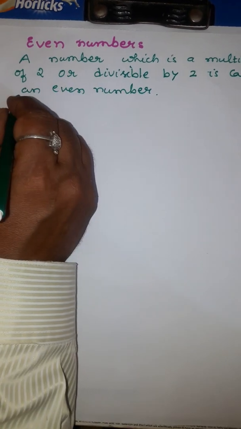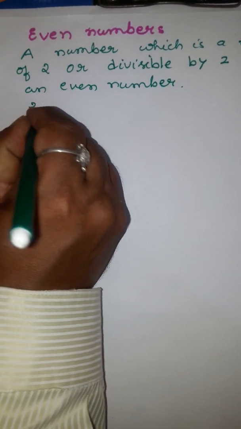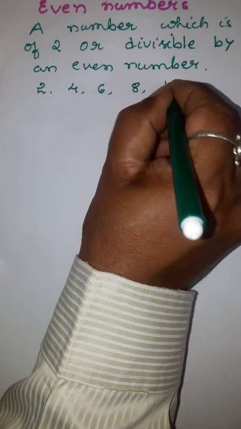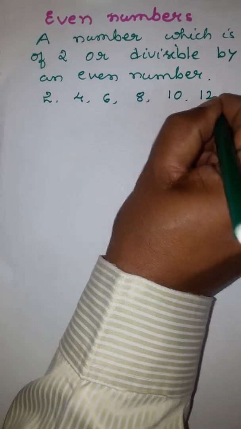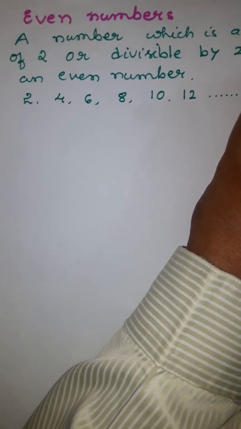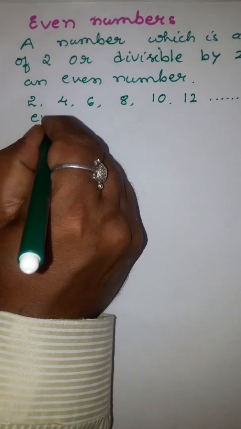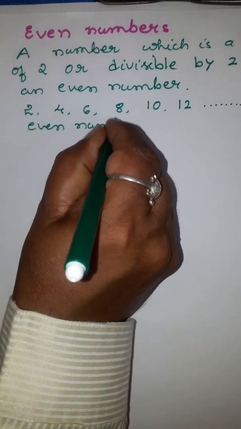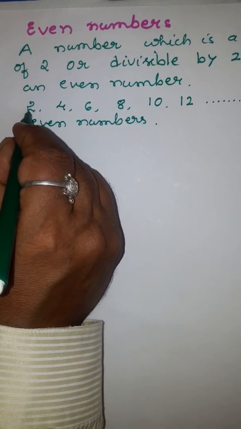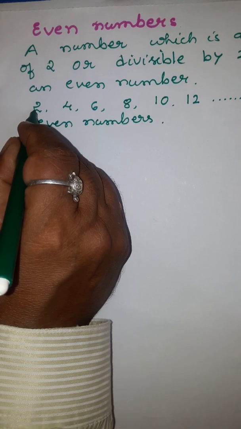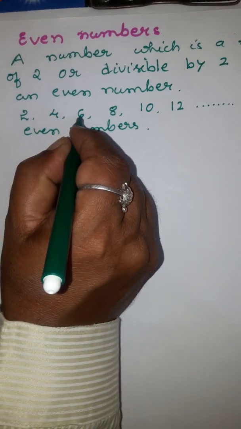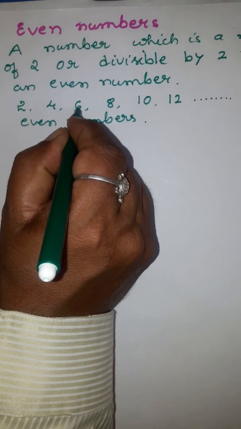Let me give an example for even numbers: 2, 4, 6, 8, 10, 12, etc. are even numbers. Why? Why is 2 an even number? Because 2 is a multiple of 2. Why is 4 an even number? It is a multiple of 2. Why is 6 an even number? It is a multiple of 2.